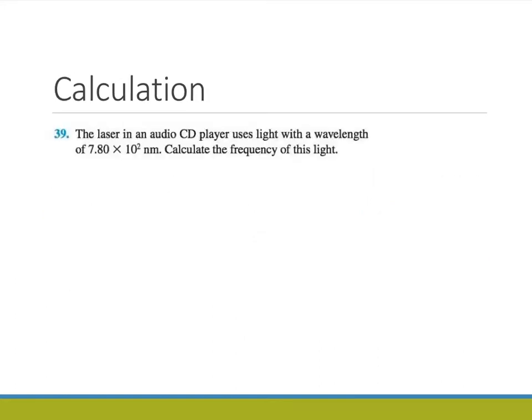So let's use this relationship to determine characteristics of a wave. The laser in an audio CD player uses light with a wavelength of 7.80 times 10 to the second nanometers. Calculate the frequency of this light. Okay, so c is equal to lambda times nu. Now, c we know is 3.00 times 10 to the 8th meters per second, so all of my other units have to be in meters and seconds.